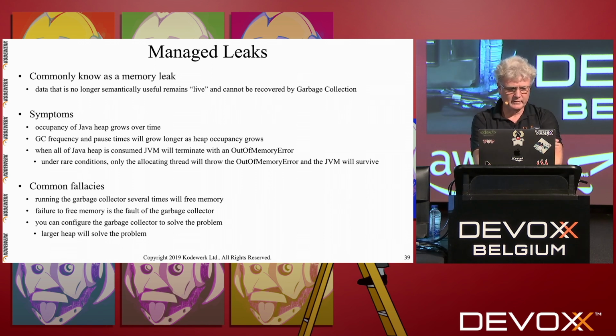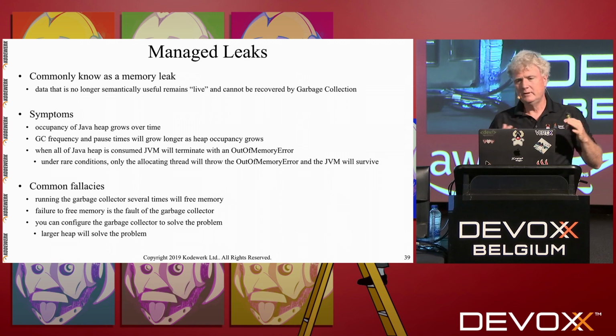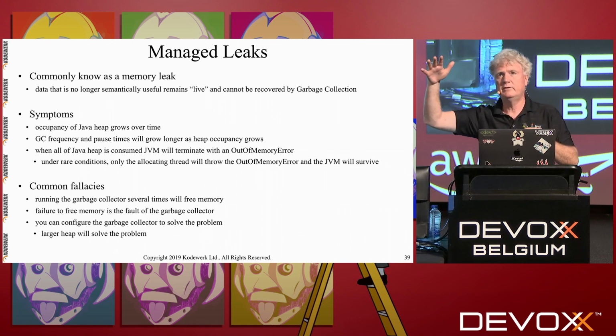So, a common fallacy: running the garbage collector several times will free memory. As you can see, after running through how the garbage collector works, if data is live, it's live. It doesn't matter how many times you run the garbage collector, it's just going to be live. Sometimes you'll run the garbage collector once, with a call to System.gc() from some external tool, and you'll get some recovery, and then you'll run it a second time and get some more recovery. But generally, by the third time, you're not going to see any recovery.